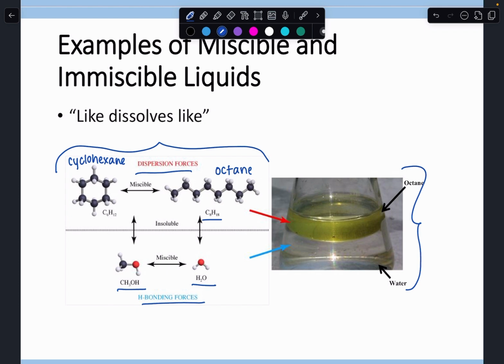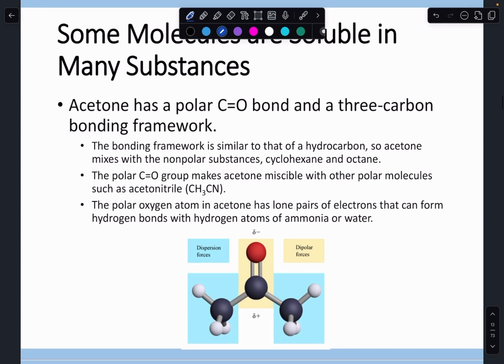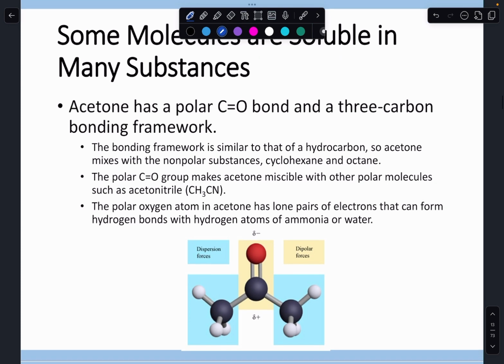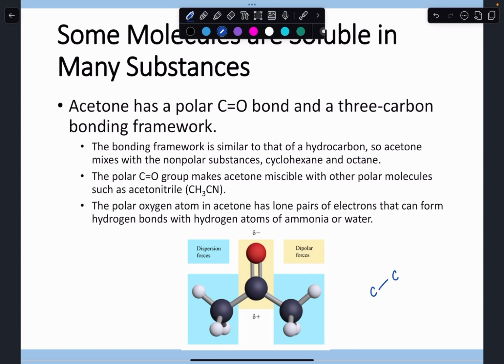Now, some substances, and I mentioned acetone as one of them, have both polar and nonpolar regions, and they can dissolve polar and nonpolar substances. So acetone, let's draw the structure of acetone. You can see the particle picture at the bottom there. The gray spheres are carbon atoms. The center carbon atom has a double bond to oxygen. And then the terminal carbons at the end of the chain are bonded to 3 hydrogens.